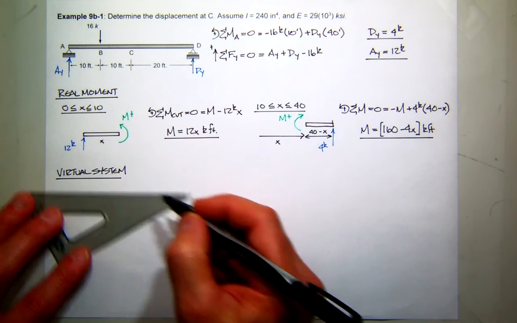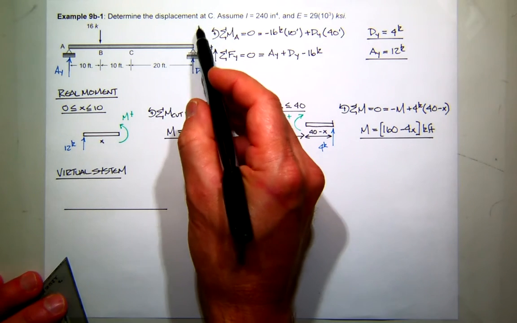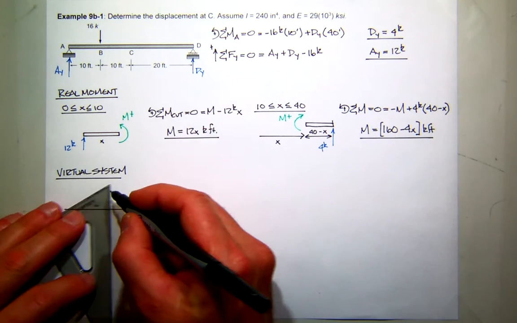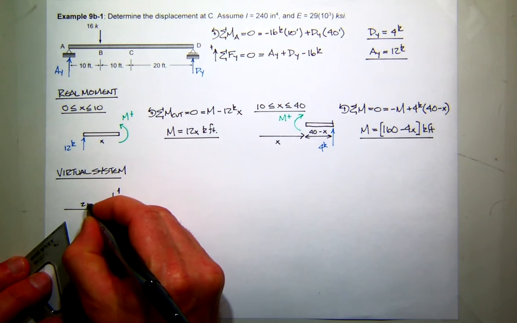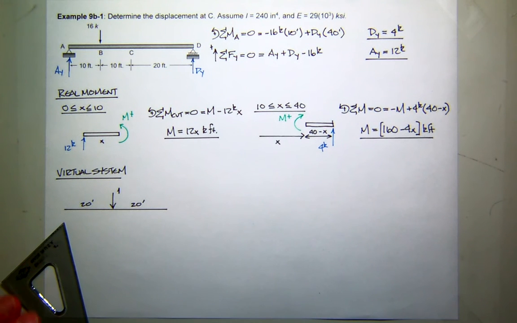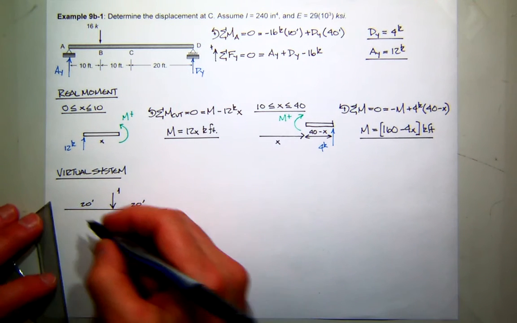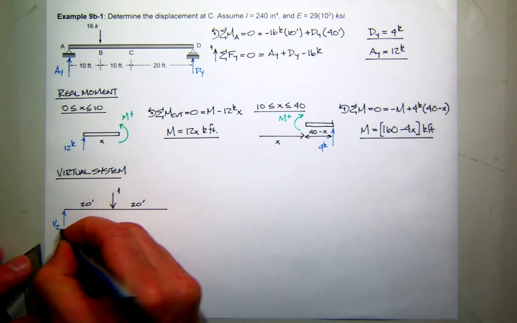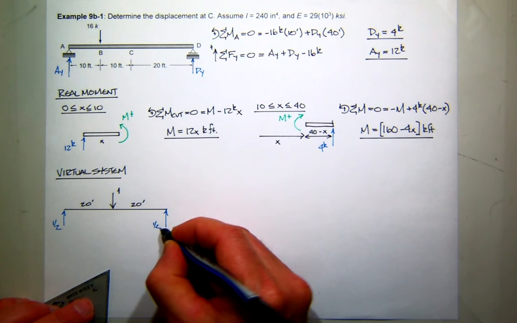Now to do that, I have to redraw my beam, which I will. And now the question asks for the displacement at C, which is right in the middle. So there's my virtual load, right in the middle, at 20 feet and 20 feet. I won't go through the statics to show this, but I think you could probably quickly find out that that'll give you a result of 1/2 and 1/2.